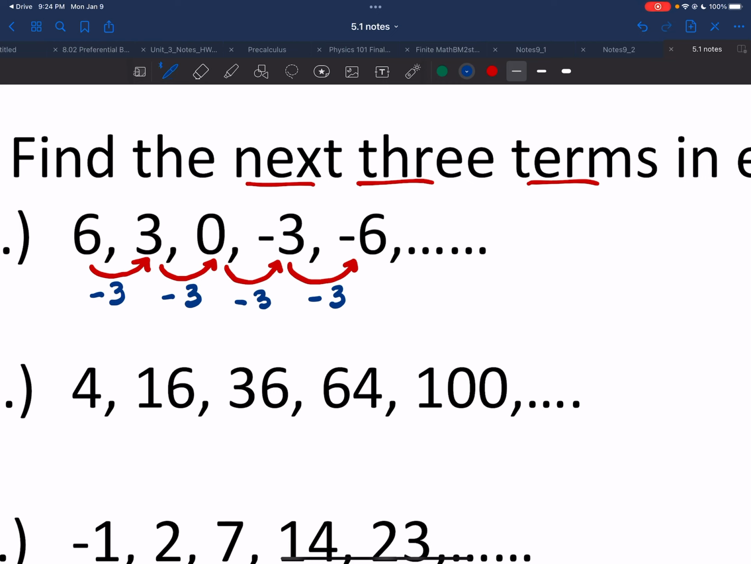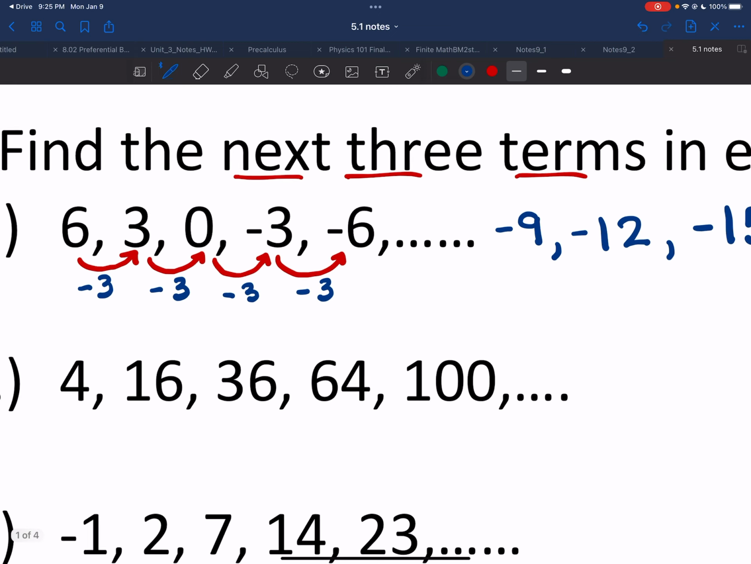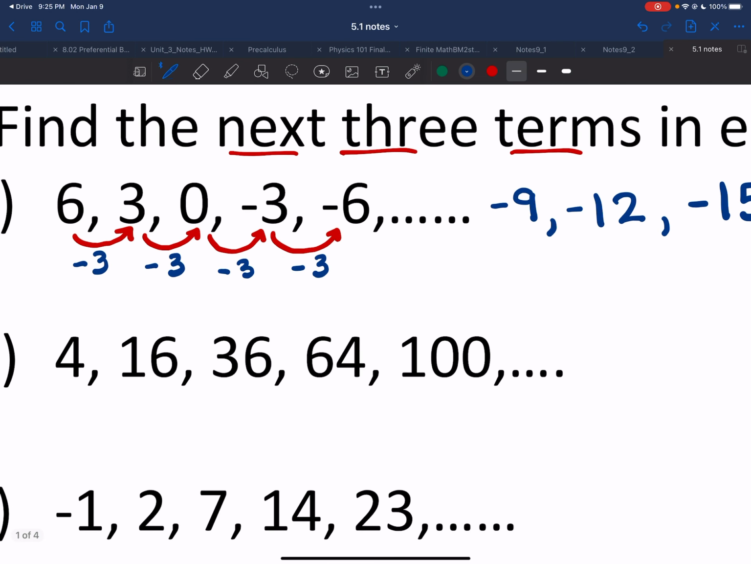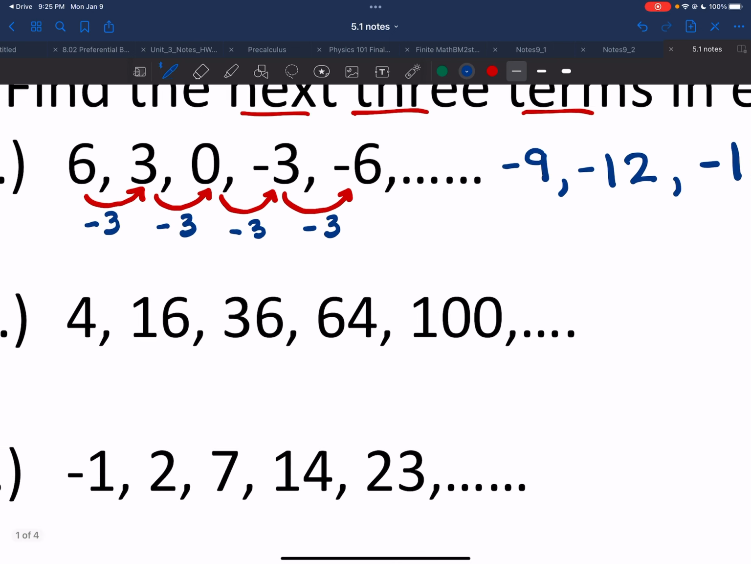So if I want to get the next three terms, I'm going to take -6 and subtract 3, and that gives me -9. I'm going to take that -9, subtract 3, and I get -12. Then I'm going to take that -12, subtract 3, and I get -15. So that's how I go about finding that pattern. Sometimes the patterns are not all that easy to determine, and creating the formulas of some of the wonky ones is a little bit difficult, but we're going to make it through it.